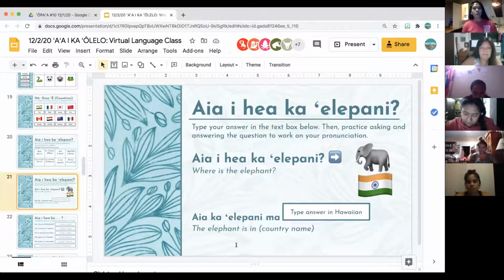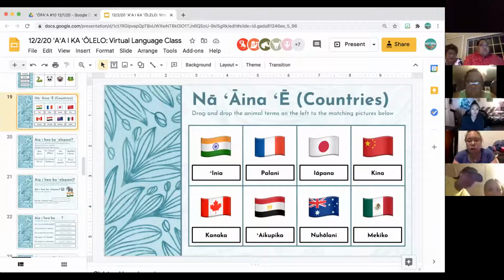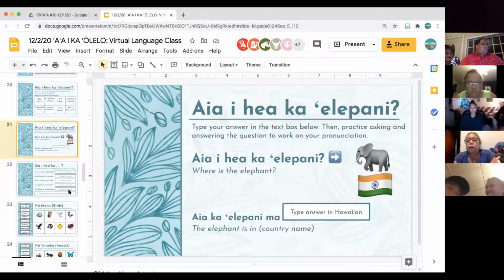Lindy, try again. Look at the flag that we have here, and then look at the one over here. Good, everyone. Yep. Sky, you want to try to give us your answer? Aya ka elepani ma inia. Good job. What does that translate to? The elephant is in India. Good job. Okay, Makati.